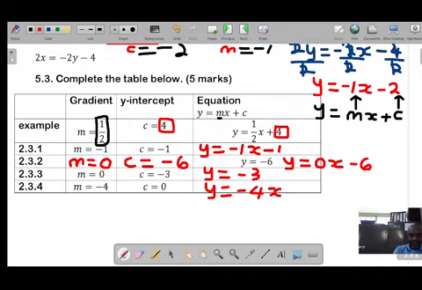What about my c? It is 0. If you want, you can put it there, but if you don't want, you can leave it as y equals -4x. After all, 0 means nothing.